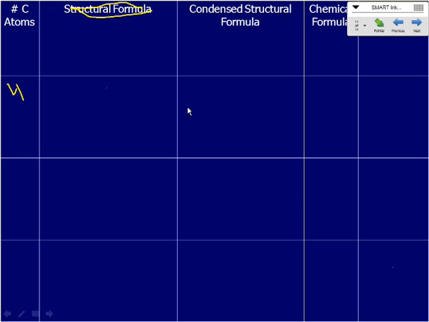Condensed structural formula: CH3, CH2, CH2, CH3. Formula, C4H10. Excellent. What's this called? Yeah, it's called butane. Now, we come to an interesting point. This actually is called n-butane, and it stands for normal butane.